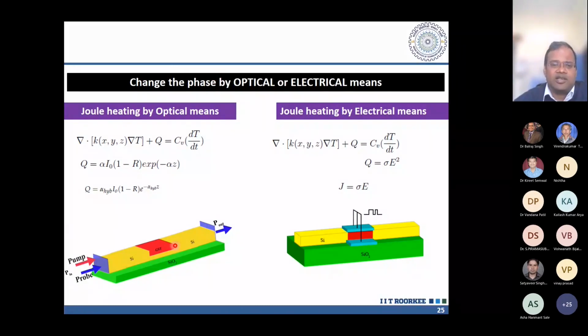In case of the optical, light gets absorbed and it gives heating, so this is basically a heat equation that we solve. Here K is the thermal conductivity, this is the change in temperature, Q represents the source term for the heat, this is the specific heat, and capital T is the temperature. In this case, again the same equation we are solving. However, now the source term for the heat is different. It is Joule heating. Q equals sigma E square and J equals sigma E. They are similar but still different.